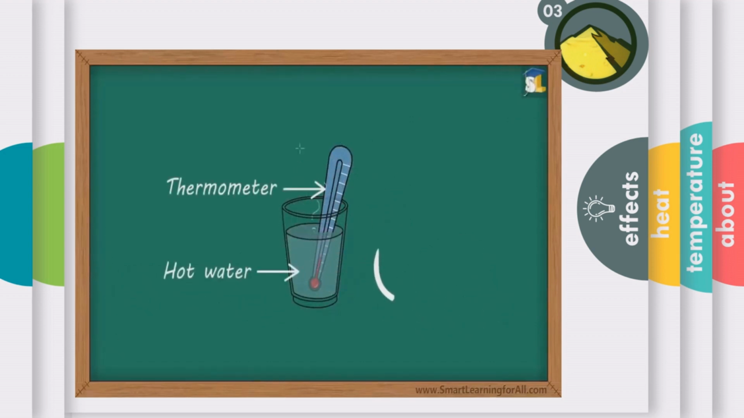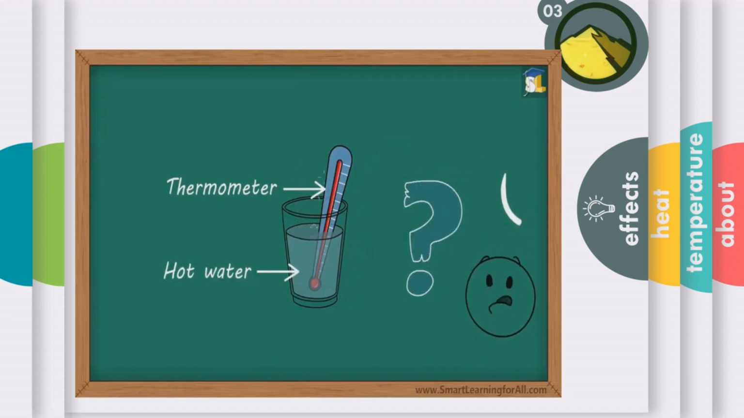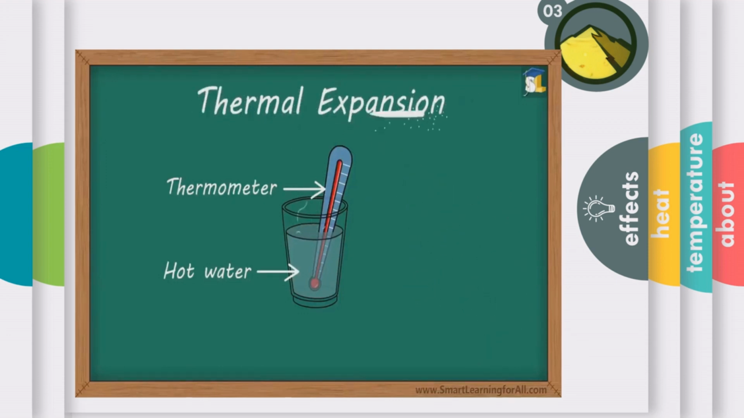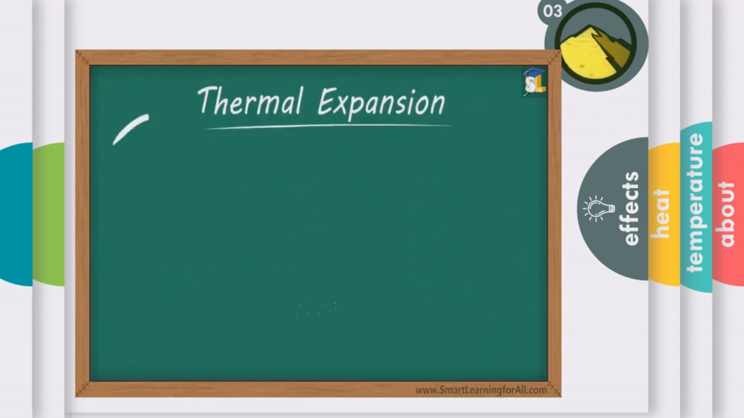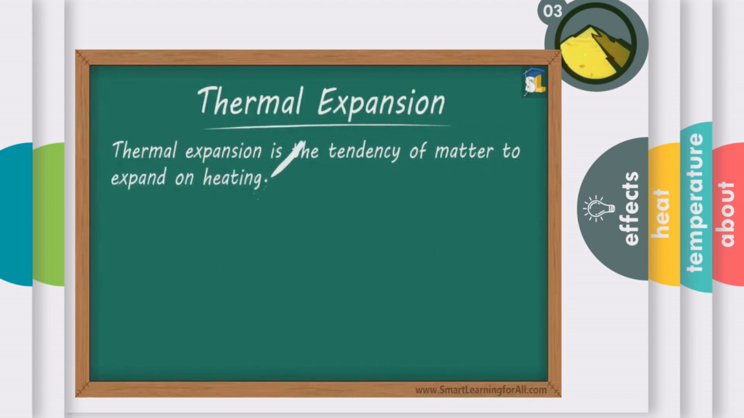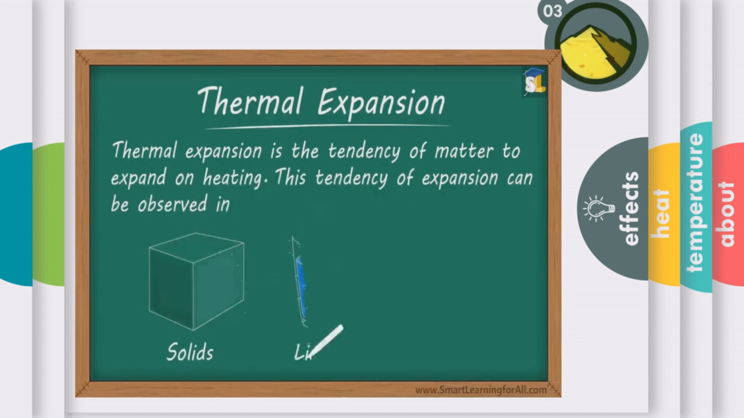Hey, did you notice that the level of mercury in the thermometer rose when it was placed in hot water? You must be wondering why this happened, right? It happened because of thermal expansion. Thermal expansion is the tendency of matter to expand on heating. This tendency of expansion can be observed in solids, liquids, as well as gases.